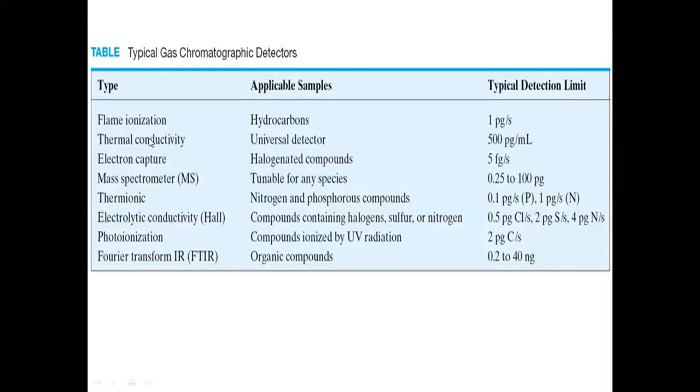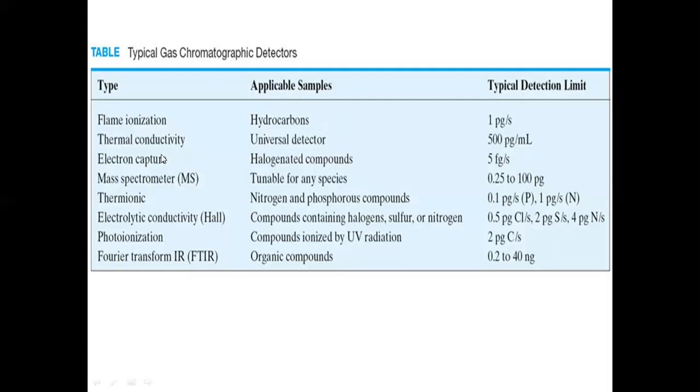Flame ionization detector, by the principle of its functioning, is applicable only for the detection of hydrocarbons. It is not applicable for the compounds containing either nitrogen, oxygen, formic acid, or say even carbon dioxide. It is not suitable. So only organic compounds, mainly hydrocarbons, if they are present in the sample, those types of compounds can be detected by this flame ionization detector.